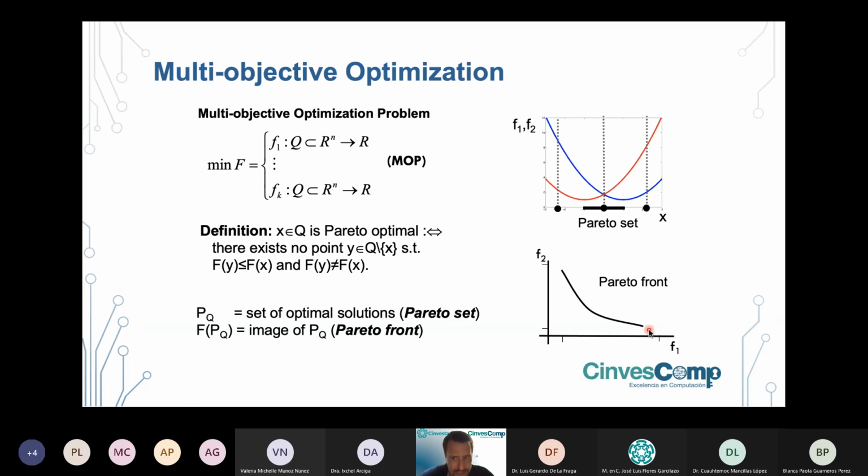The next thing is a very important thing. It's not just any set. If the objectives are in conflict with each other, the Pareto set is even of dimension k-1. What this means, we will see in the next slides.